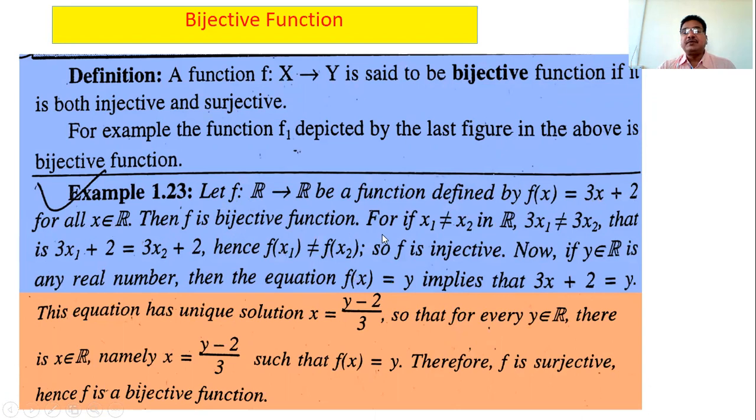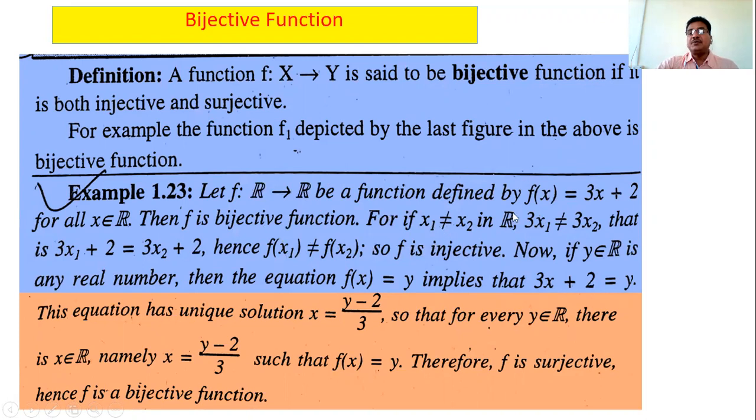So what is the answer of this problem? First, show the function is injective. The function is injective if x1 is not equal to x2 in R, that is in the domain, then we have f of x1 is not equal to f of x2. That is, if the elements are different and the images are also different, then the function is injective.